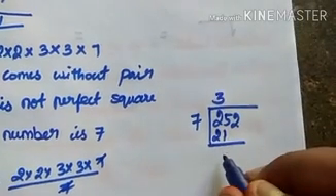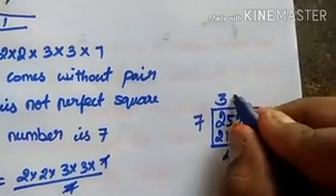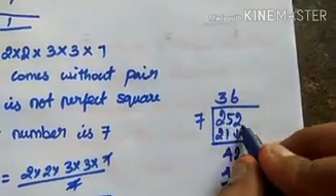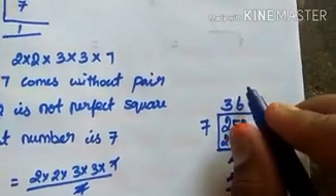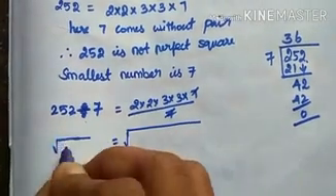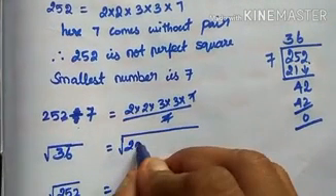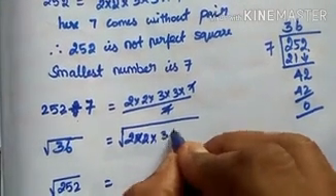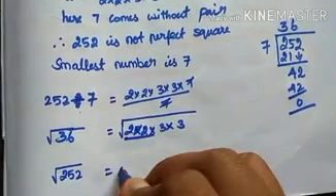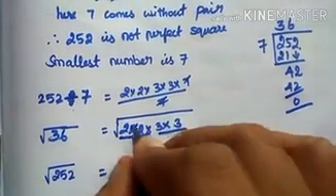You subtract, you get 4 and you take this digit 2. So how many times 42? 6 times. So now you see 252 divided by 7 gives 36. Now you divide, you get the value 36. You can write it as 2 into 2 into 3 into 3. So you take 1 out of each pair: 2 into 3.